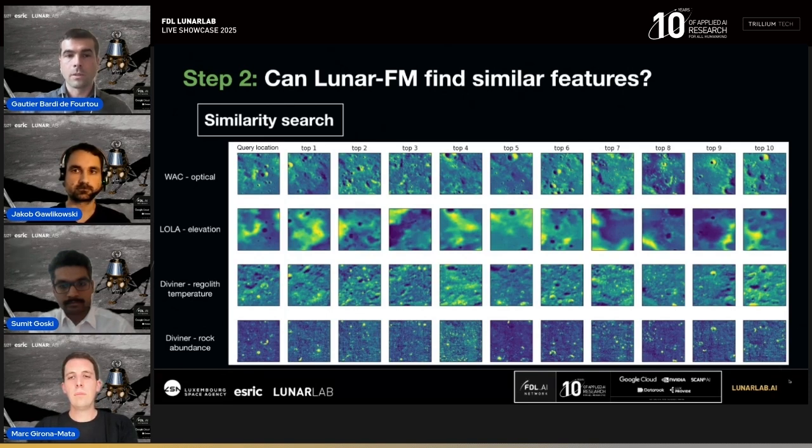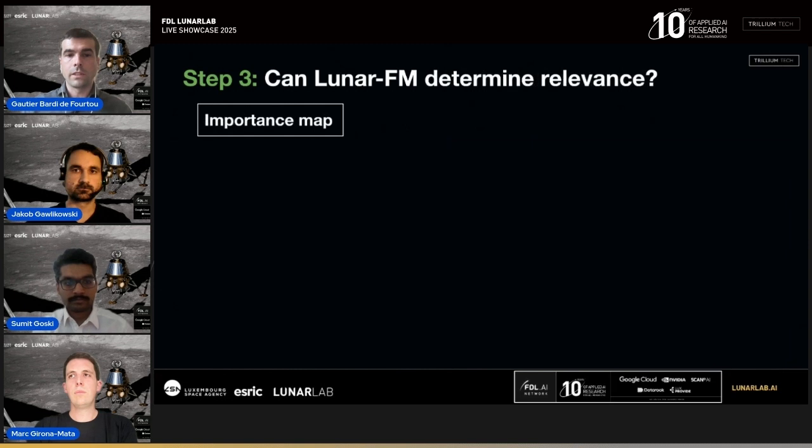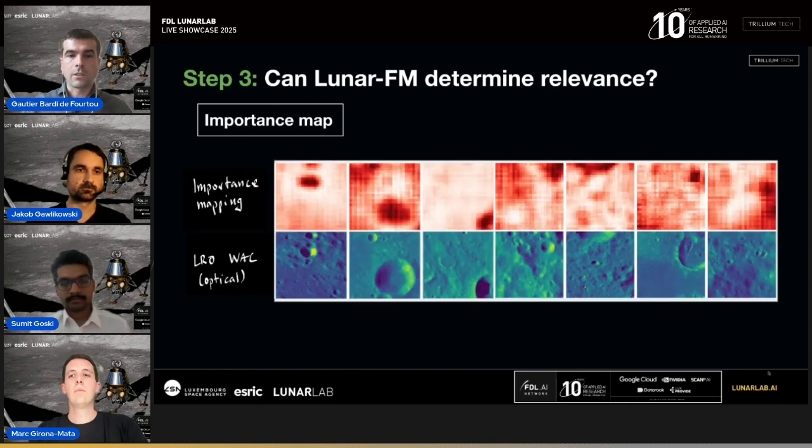We also went beyond to see if it can determine and provide what are the most relevant areas in each modality, giving interpretability. We do this by building the importance map that you can see here, and where the darker the region is, the more important and relevant the area is for the model.